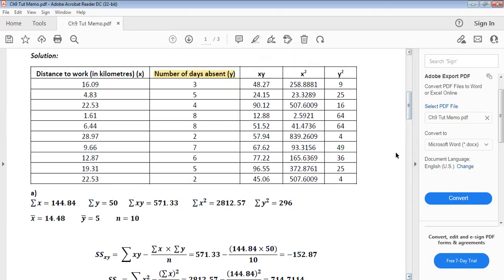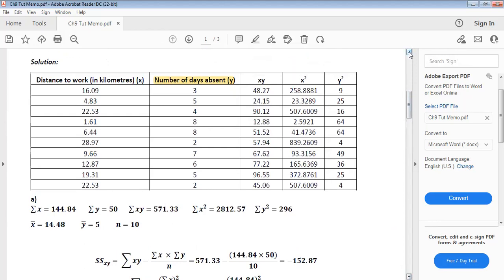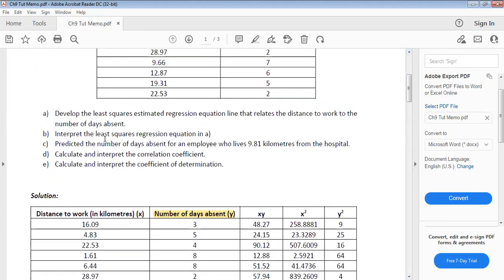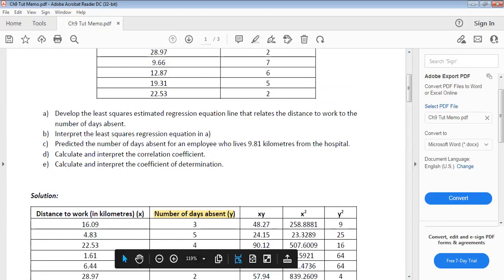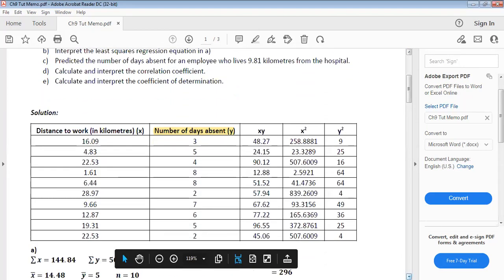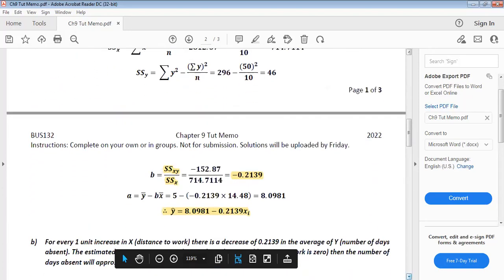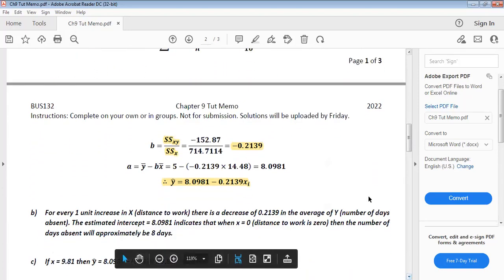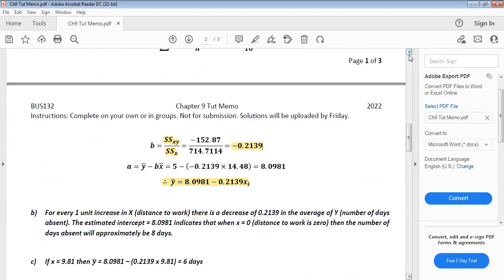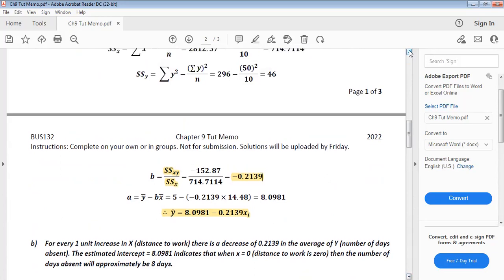Let's go to question 2. Question 2 says interpret the least squares regression equation. So they're basically just asking you, what did you find there? What is it telling us? This is what we found there. It's the regression line, and they're asking you what that really means.